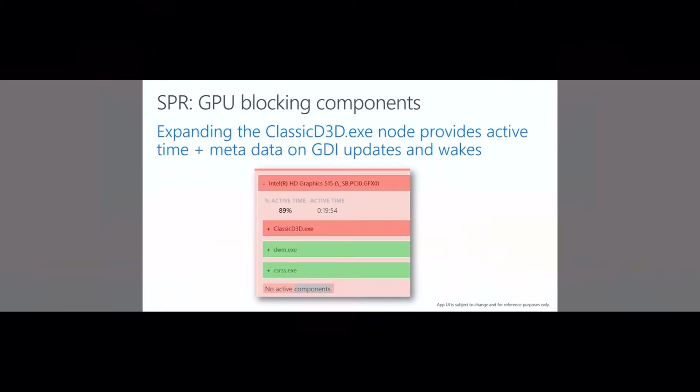The System Power Report reports applications that keep the GPU active and block the machine from entering DRIPS. In addition to printing out the active time, System Power Report also provides additional metadata on GDI updates and wakes that facilitates optimizing the modern standby power floor.